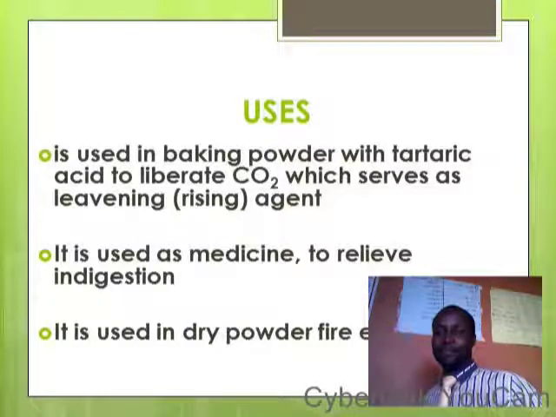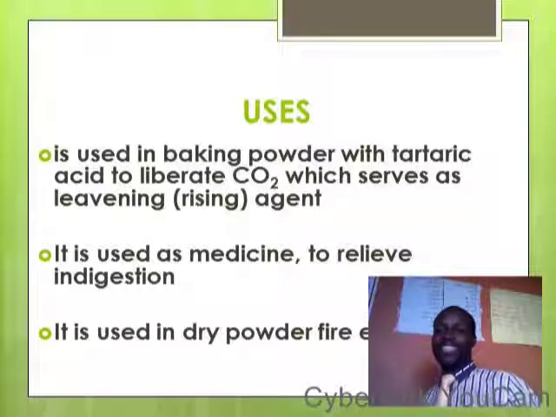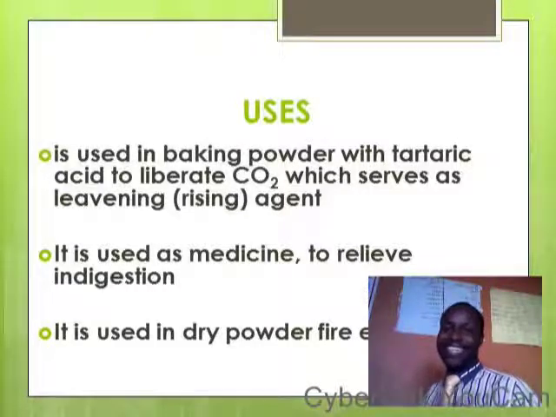Uses: it is used in baking powder with tartaric acid to liberate carbon(IV) oxide. It is used as medicine to relieve indigestion.